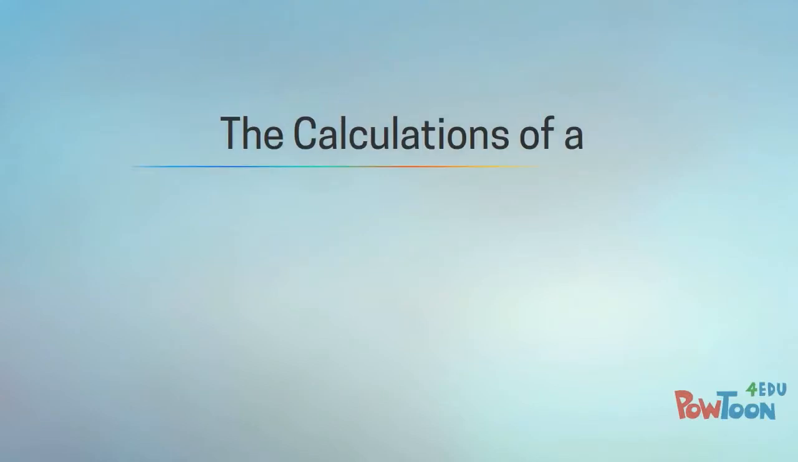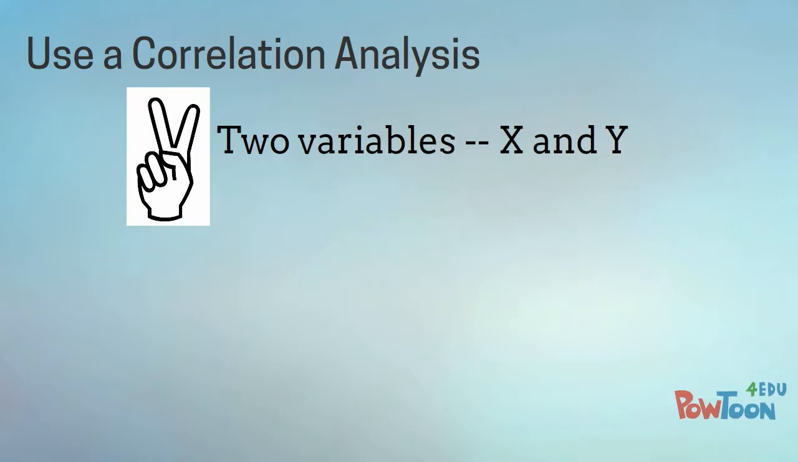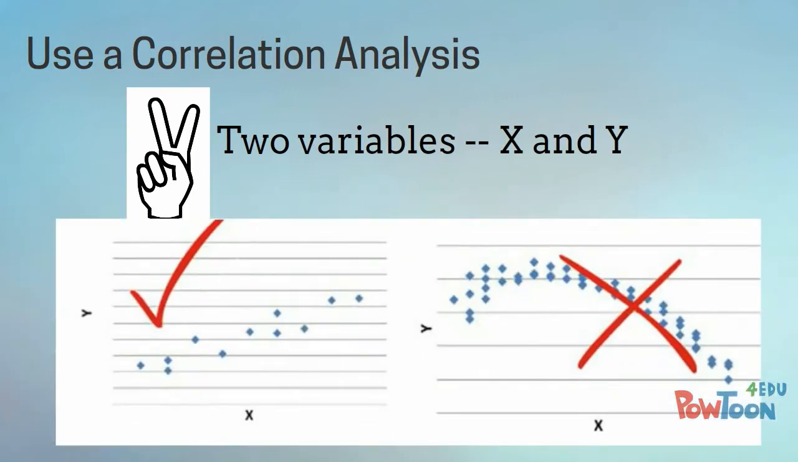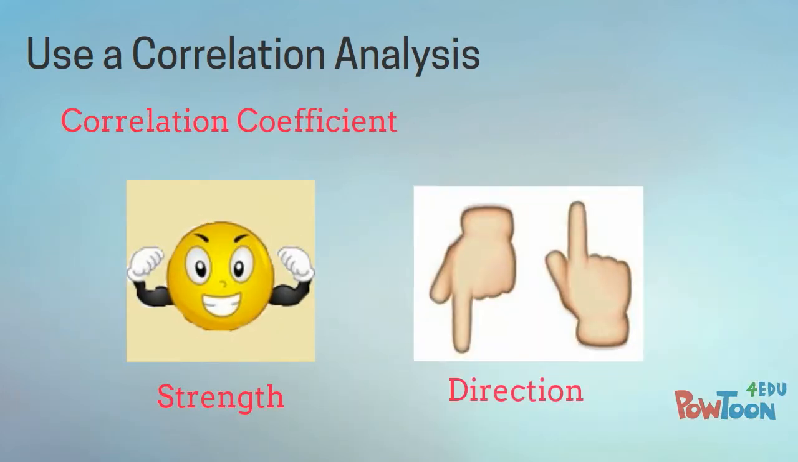The calculations of a correlation analysis. If you have two variables, say x and y, and have confirmed using a scatter plot that a linear pattern appears between them, then you may want to calculate the correlation coefficient between them to determine the strength and direction of the linear relationship if one exists.